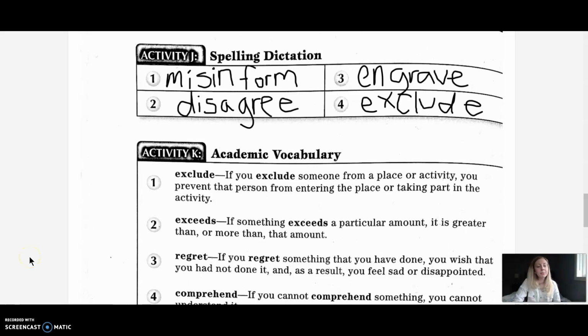Okay, and here's how you spell them. So, number 1 was misinform. Misinform. Number 2 was disagree. Disagree. Engrave. Engrave. Exclude. Exclude. All right.